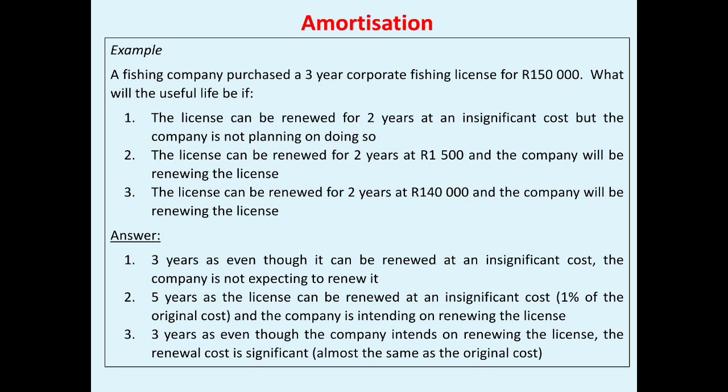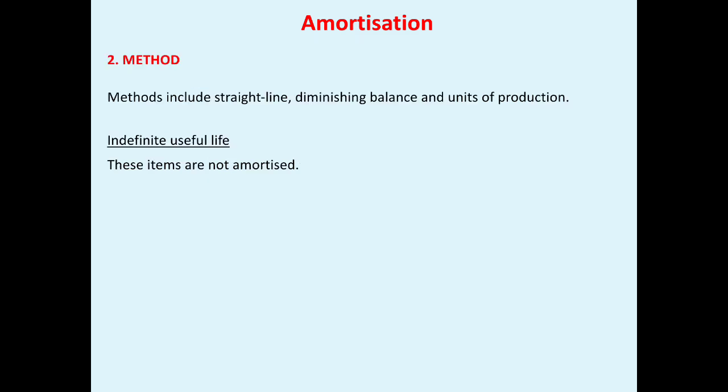The license can be renewed for 2 years at 140,000 rand. Now, one of the requirements is that it mustn't have a significant cost. But here, the cost of renewing is so much. You look over here, the comparison: over here it wasn't too much, but over here it's too much. So it'll still remain at the 3 years, right?